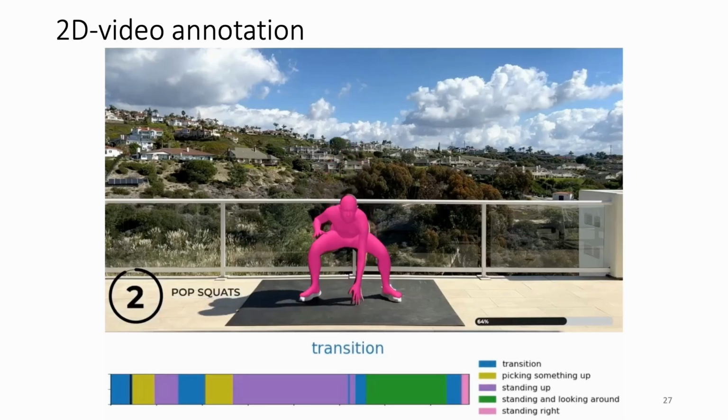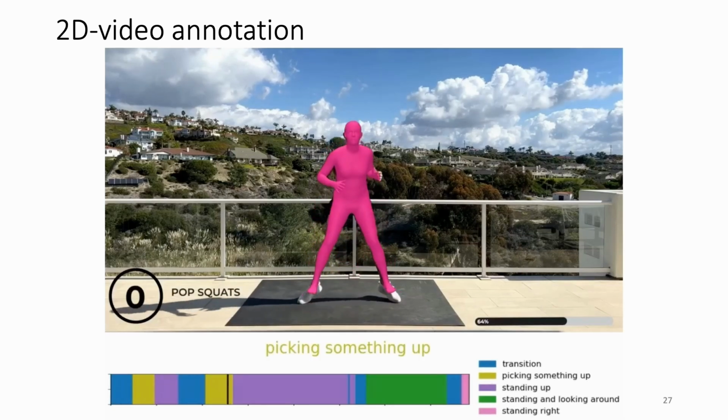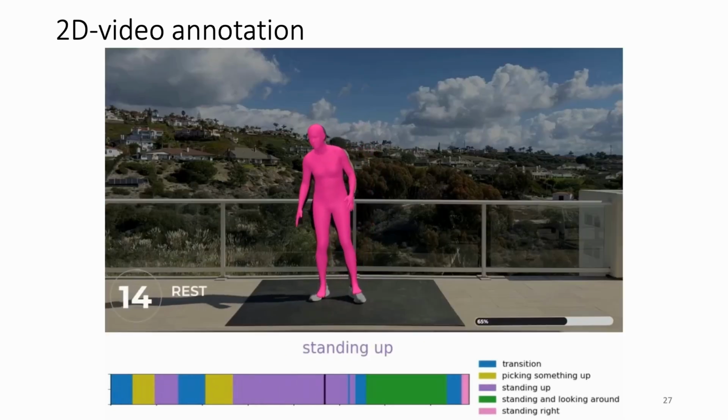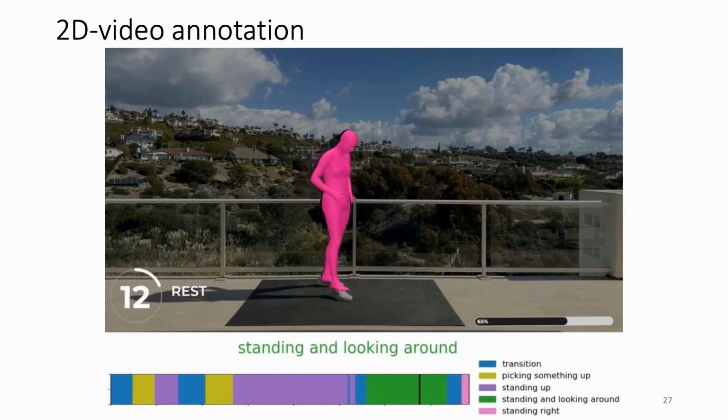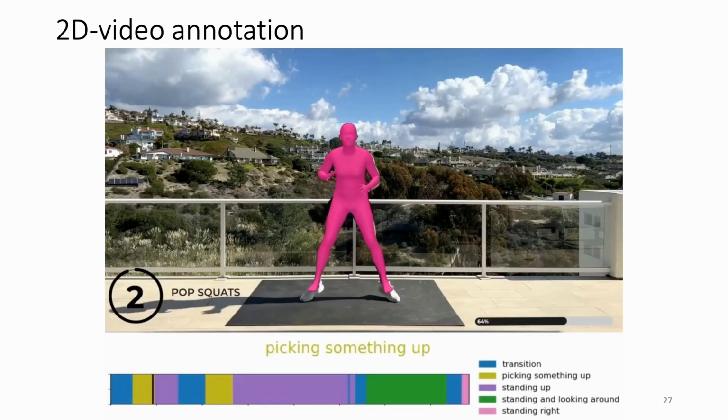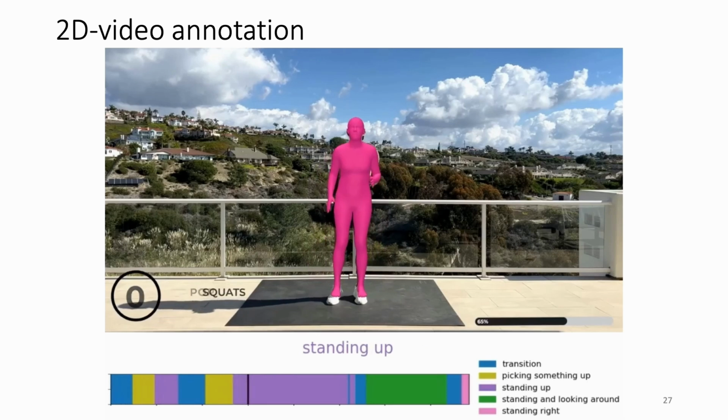We use our model to annotate 2D videos from YouTube. First, we apply existing methods for 3D human pose estimation. Our model can then label the motion to generate per-frame annotations for the video.